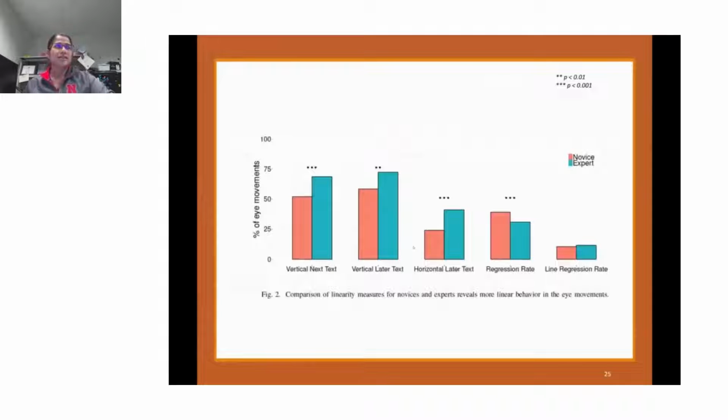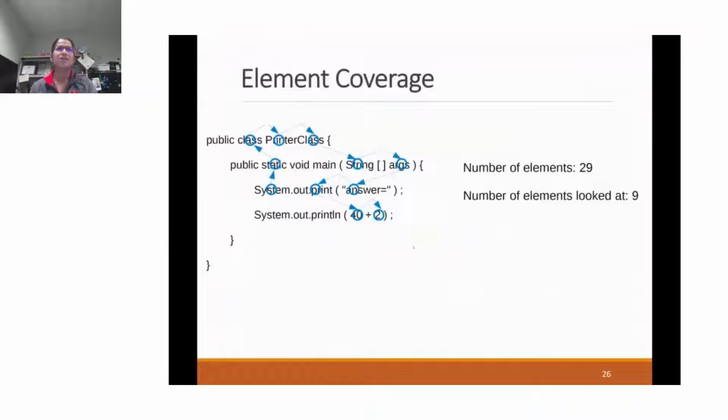This is the means for each of the dependent variables that you can see. Most of them were pretty significant, except the line regression rate. We couldn't find any differences based on how often they went back on the same line, but everything else was significantly different.